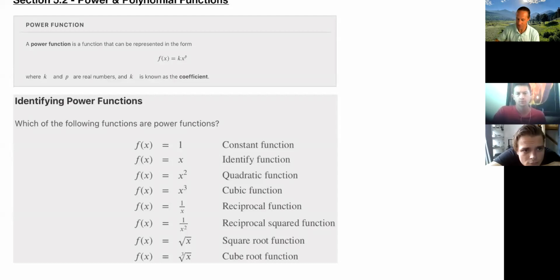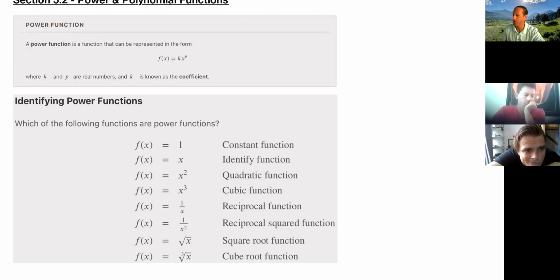All right, so let's see what you guys think. I saw some good comments in the chat. I'm glad that you guys are following along, trying to figure this out. Almost done. Let's see here. Is the first one, the constant function. Would we consider that a power function according to its definition? What is a power function?